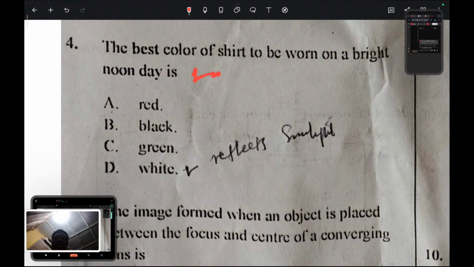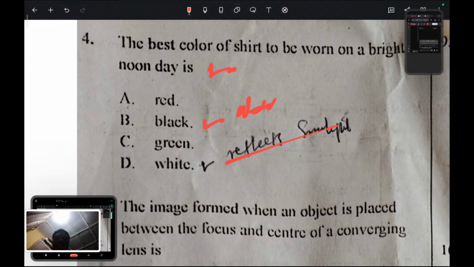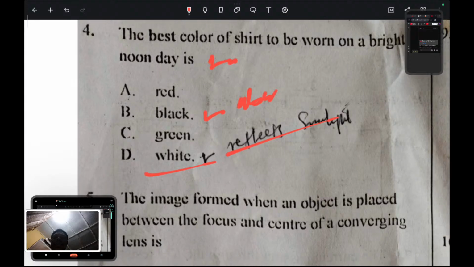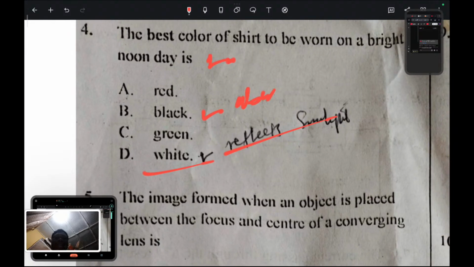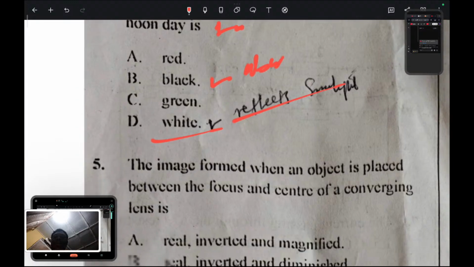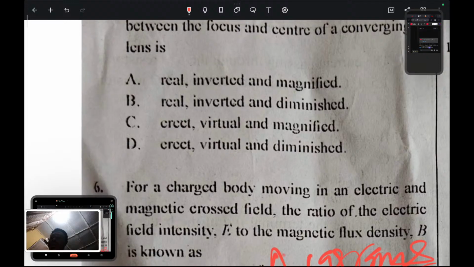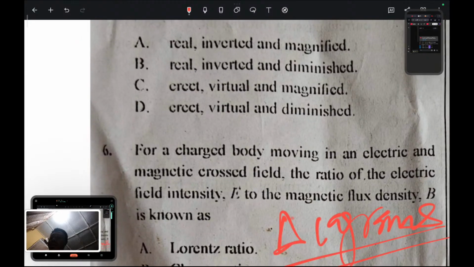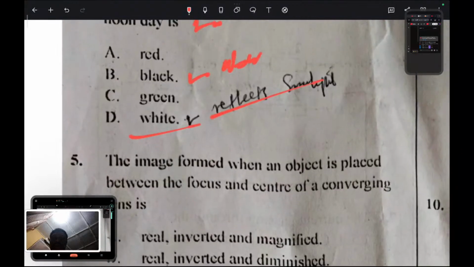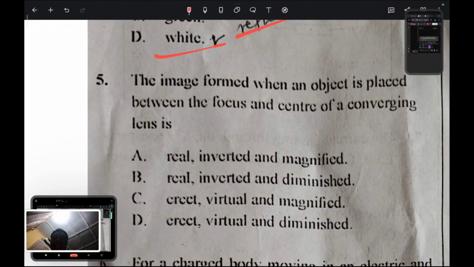Because of the heat from the sun, we know that black color absorbs, but white color does what? It reflects. Hence, the best color to wear on a hot sunny day is the white color, not the black, because this will absorb the heat into your body. I hope this one is clear. This question is straightforward. So option D is the correct answer.